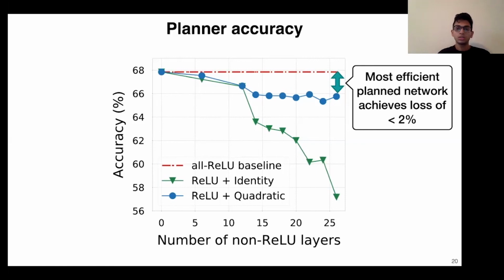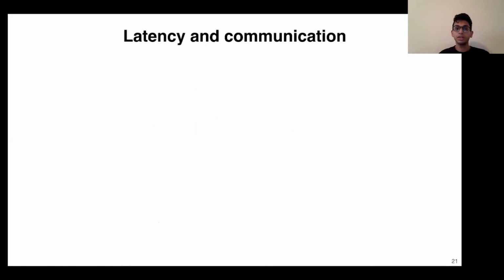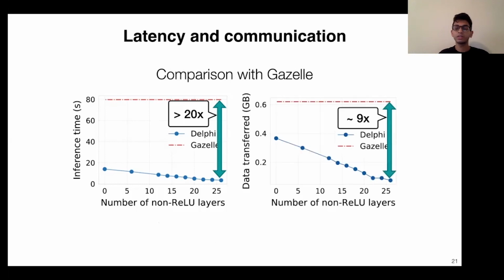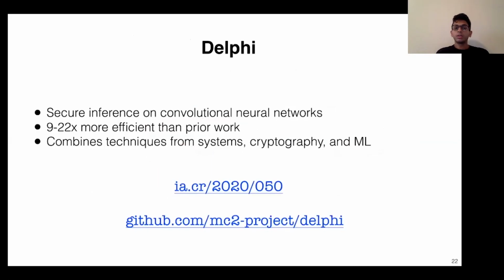Okay. So the next question is in terms of latency and communication of our protocol on these planned networks. The comparison is with Gazelle. And what we find is that in terms of both inference time and latency, we improve by an order of magnitude compared to Gazelle.